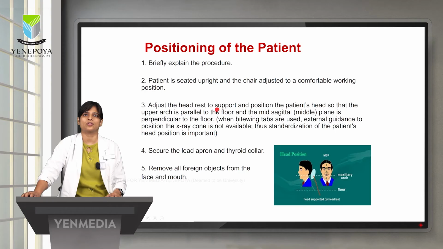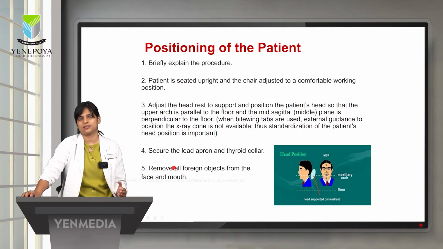Adjust the headrest to support and position the patient's head, as you can see in this image, so that the upper arch, you can see the dotted line here, is parallel to the floor. So clearly his nose shouldn't tip down, which is almost straight. Basically the maxillary arch is parallel to the floor, and the mid-sagittal plane, you can see the imaginary line here through the center, should be perpendicular to the floor. So parallel and perpendicular. Okay, so this is the main position of the head.